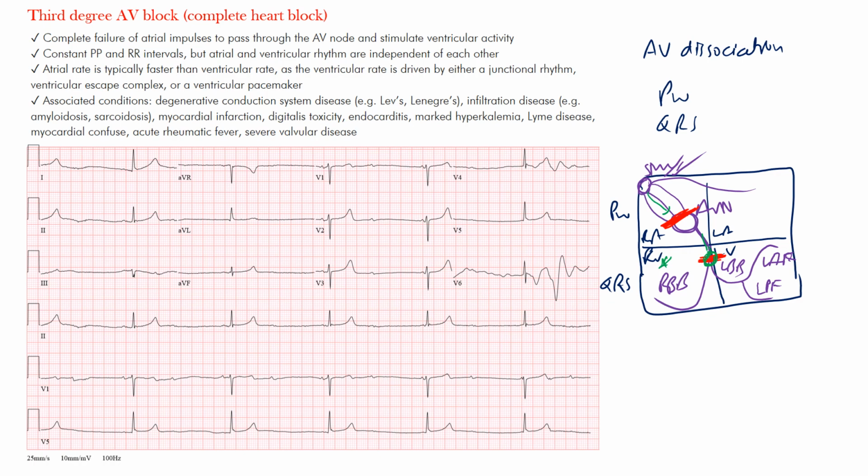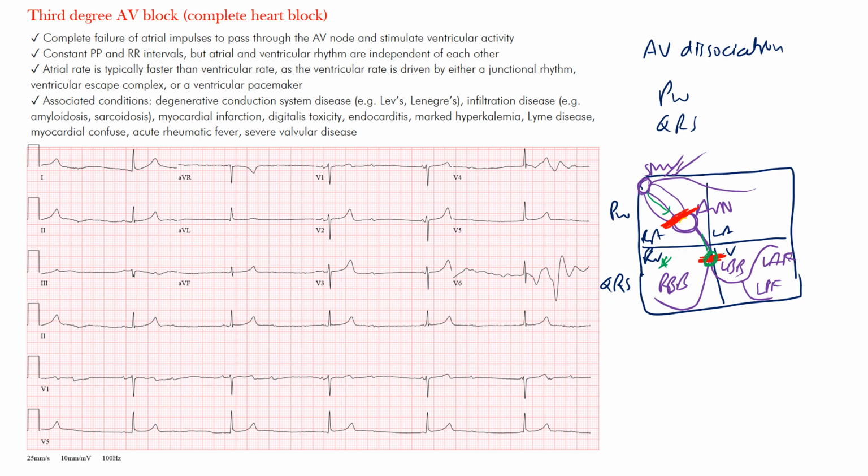Okay, so what can cause this? Well, you can have an inferior or anterior MI. It can be idiopathic conduction system fibrosis. So over time, as people get older, the conduction system gets older as well, and it starts to fibrose. It can be from Lyme disease. Lyme disease tends to have an effect on that AV node.